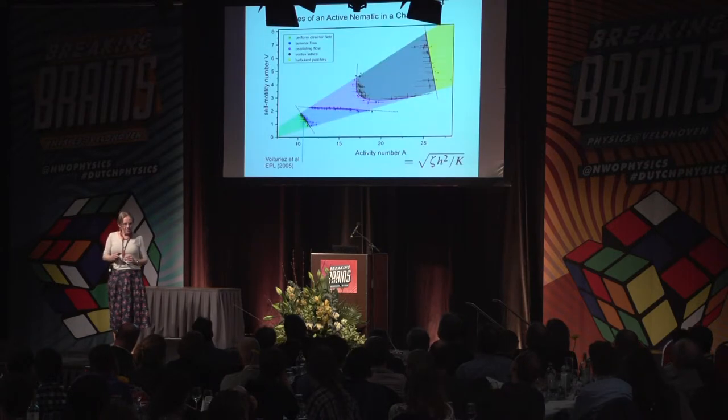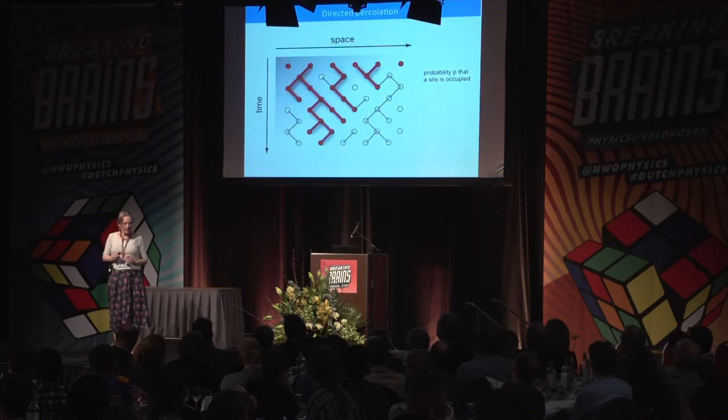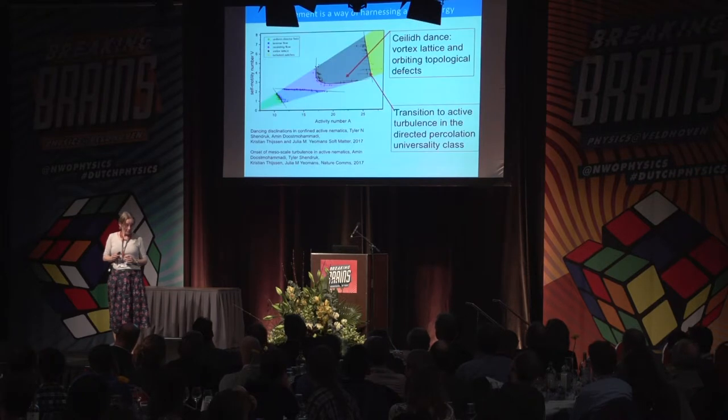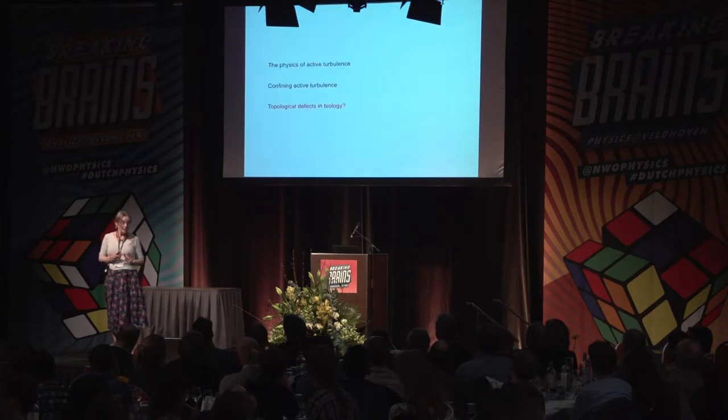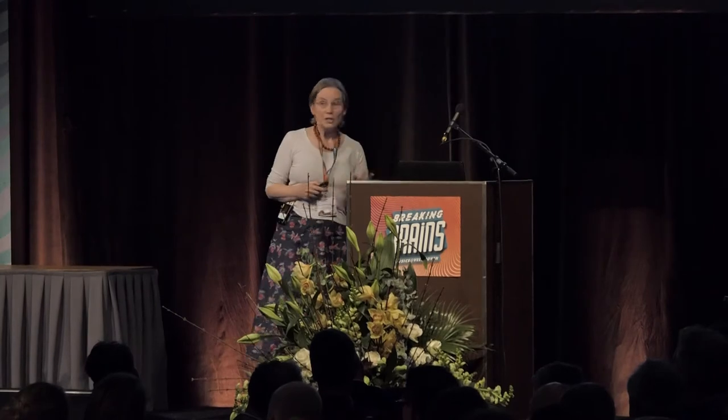Okay, so what I want to do now is move on to the second story and think about real biological systems and say, okay, biological systems are active systems. Active systems have topological defects. Is there anything we can do with topological defects in biological systems? And what made us think there might be are pictures like this.